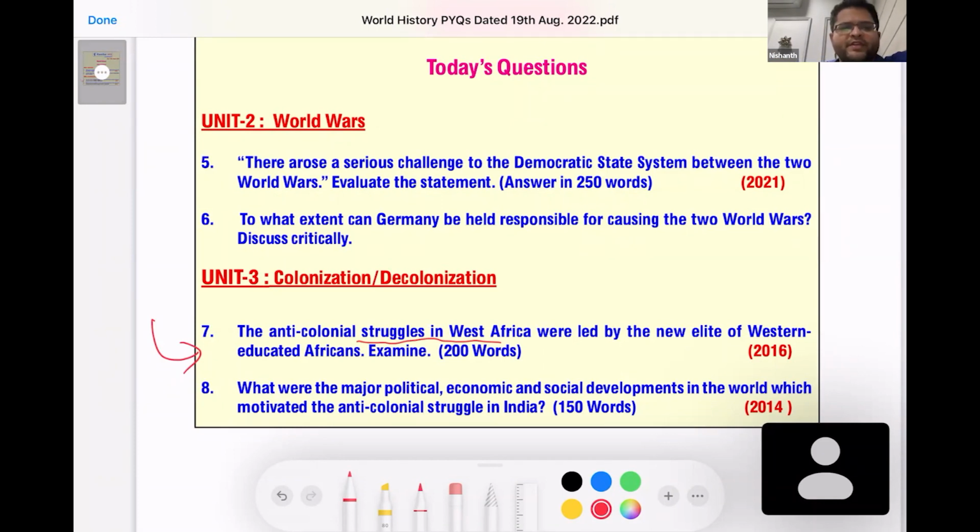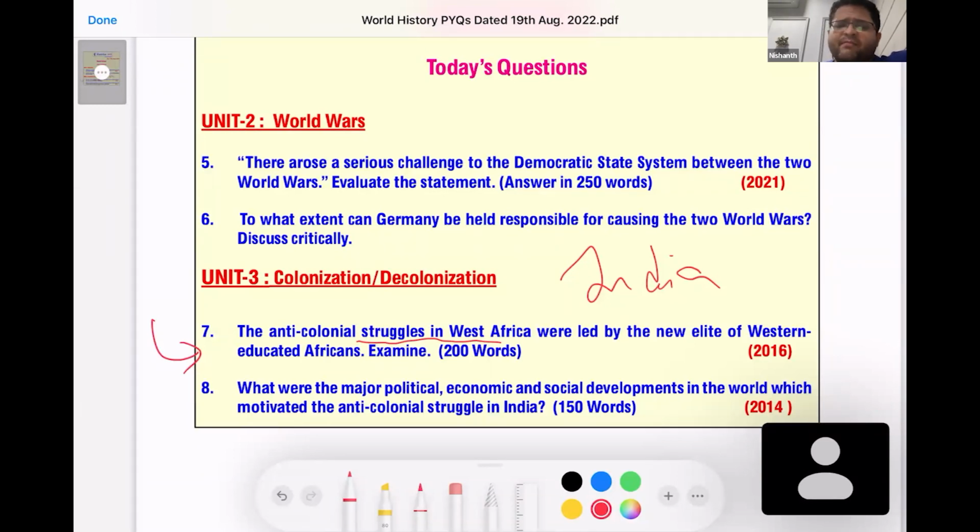So in West Africa, obviously the anti-colonial struggle started a bit late, but they were inspired by the series of events which are happening around the world, including in South Asia from India. So that can be your introduction. They are inspired from Indian movements.